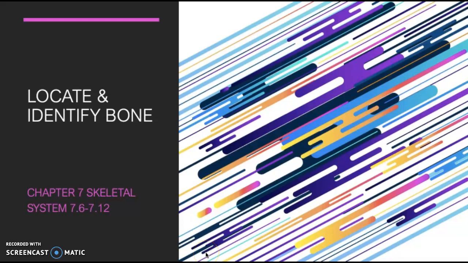Hey guys, so today we're going to be talking about the location and identity of certain bones, in Chapter 7 from 7.6 to 7.12. Keep in mind that all of my references were taken from the PowerPoint and the book provided by the professor. If you have any questions, go ahead and refer back to those. I'm not really going into detail about what each bone does, just the location of it, and I'm identifying each of them.